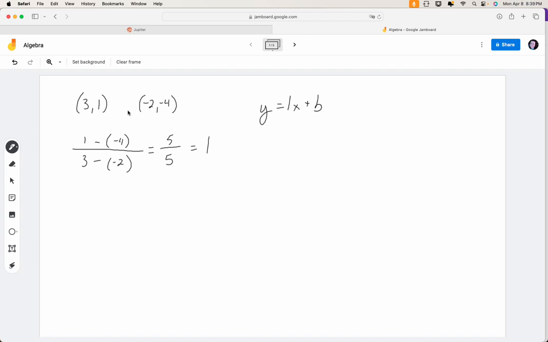So now I'm going to sub in my points. I'm going to pick the positive just because it's easier. So 1 is equal to 1 times 3, which would be 3, plus b. Subtract 3 from both sides, negative 2 is equal to b. So I come back in here and sub it in. Y is equal to x, because we don't write the invisible 1, minus 2. That would be the equation of the line.